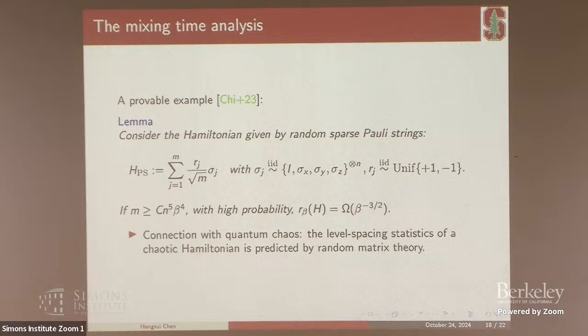In this case, with high probability the quantity R beta will be of order beta to the minus 3 over 2. So this is a polynomial dependence on the inverse temperature, and in this case we will have an efficient mixing algorithm.